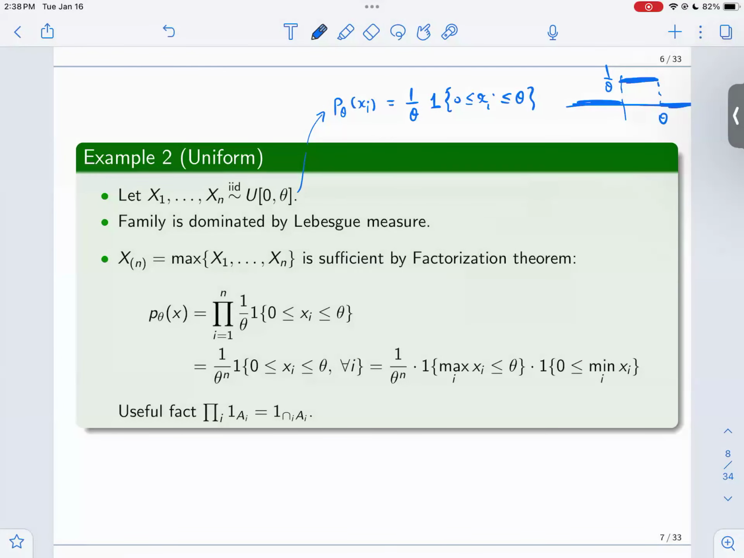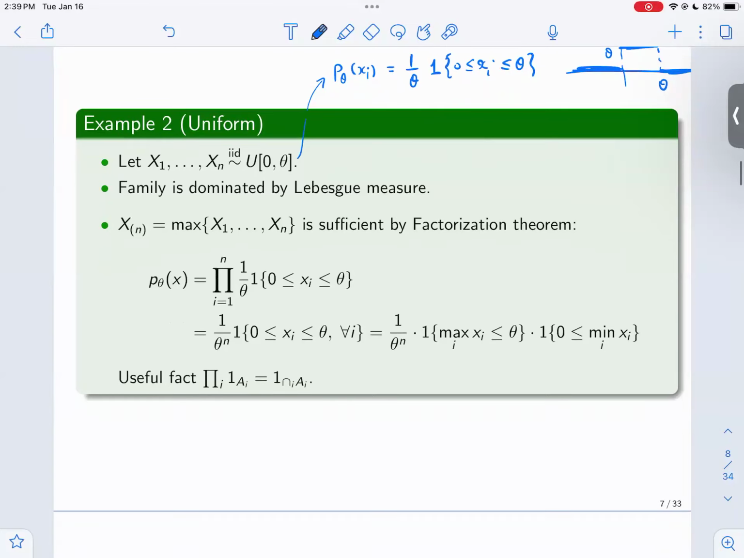Then the claim here is that the maximum of x1 up to xn is sufficient, by factorization. Let's see that. The maximum is a valid statistic, since it just depends on the data. The notation x subscript (n) in parentheses is the notation we're going to use for the maximum. It's the last of the order statistics. I'm going to talk about order statistics: x subscript (1) is the minimum, x subscript (n) is the maximum.